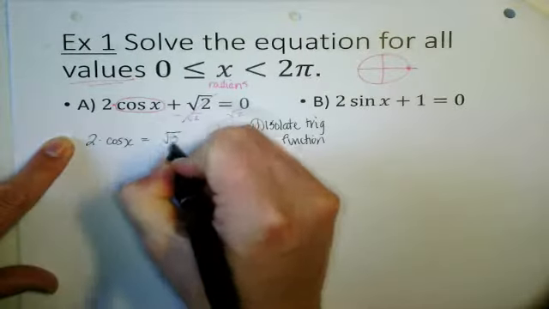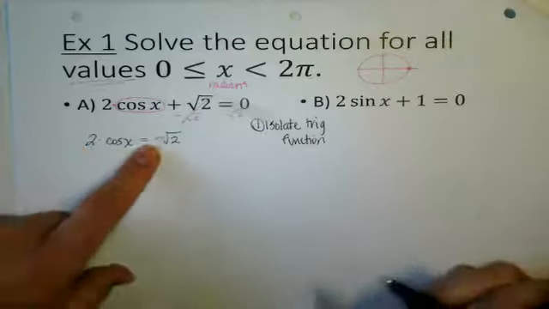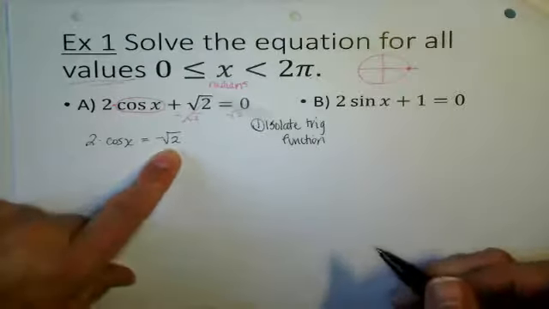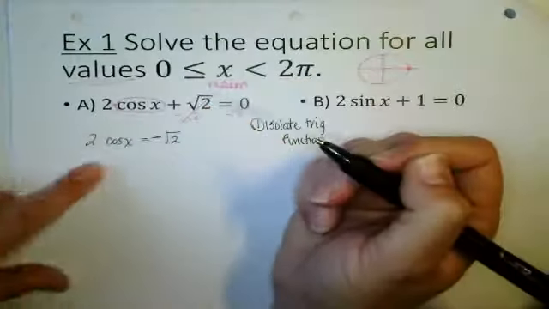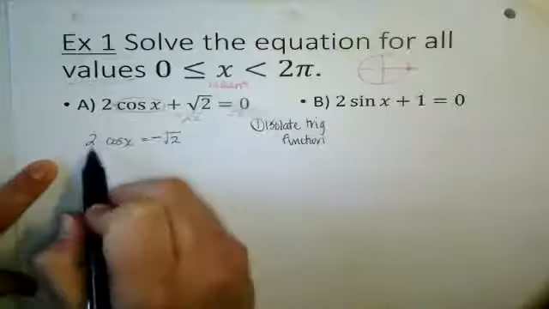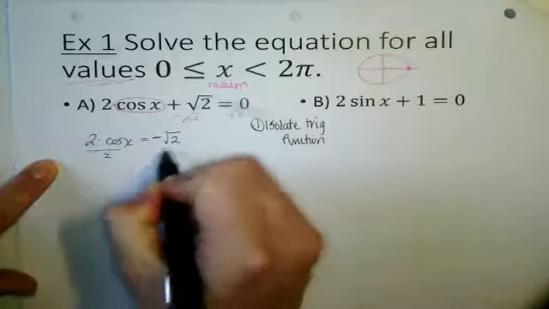So I have 2 times the cosine of x equals negative radical 2. That is a negative. I don't know if you can see that too well. There we go. That's better. And then, to get rid of the 2, we would just divide by 2.